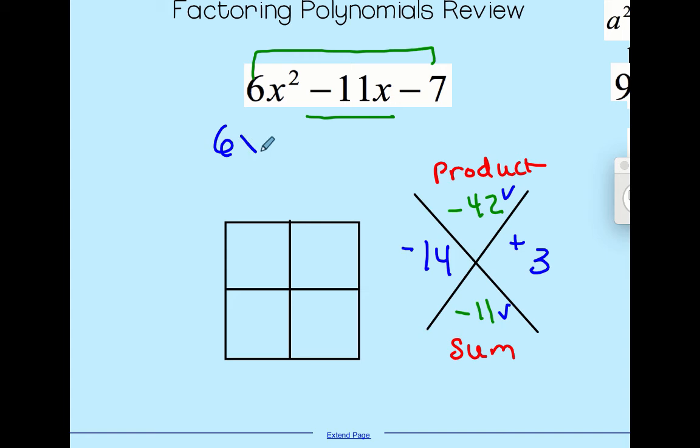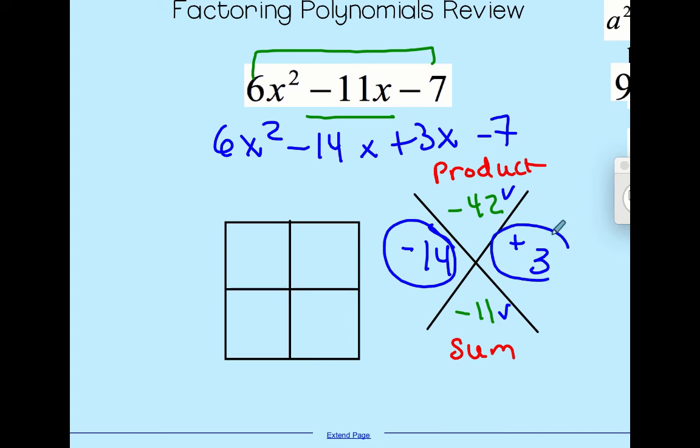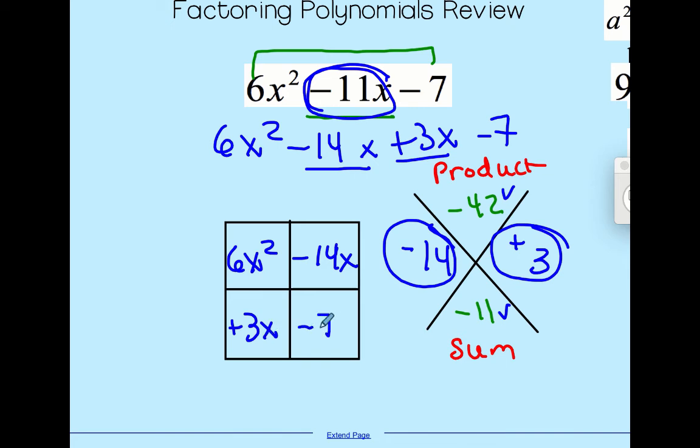So what we're saying is that 6x squared minus 14x plus 3x minus 7. And remember, the negative 14 and the 3 came from those two numbers. Well, if I had negative 14x and 3x, I actually get back that negative 11 that I had. So what I'm doing is taking it and writing it and putting it into a group of 4 terms instead of a group of 3 terms because it's easy to factor by grouping. And the box organizes things for us.